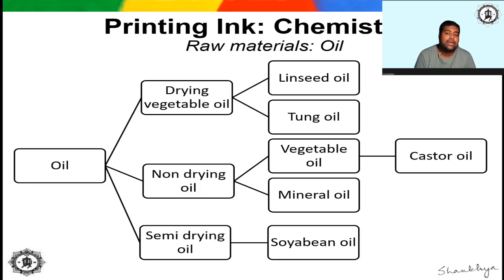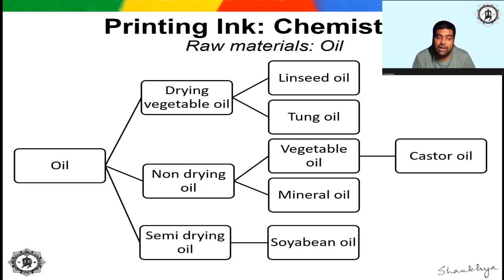Then we have the non-drying oil. Non-drying oils are normally mineral oil based. There are vegetable oils which are non-drying also. Now, what is the quality of this non-drying oil? They do not dry by aerial oxidation. They dry with the help of penetration into the paper. So they get absorbed into the paper and therefore they dry. And semi-drying oil is somewhere in between. They have both types of nature. Their viscosity lies somewhere in between the two oils.